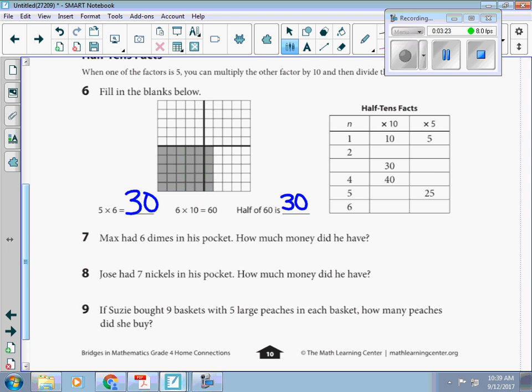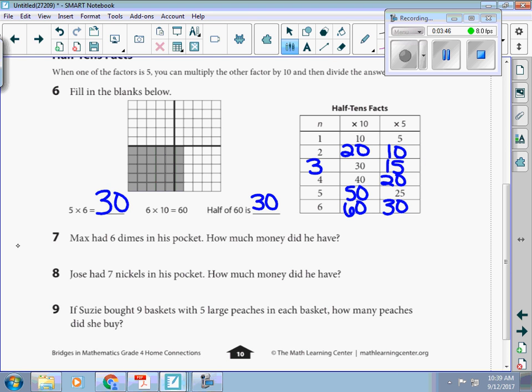Okay? Then our table practice is going back and forth. 2 times 10 is 20, so 2 times 5 is 10. 3 times 10 is 30, and half would be 15. Then 5 times 10 is 50, and half is 25. 6 times 10 is 60, and 6 times 5 is 30. And our last couple of story problems.